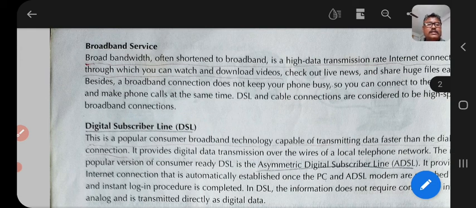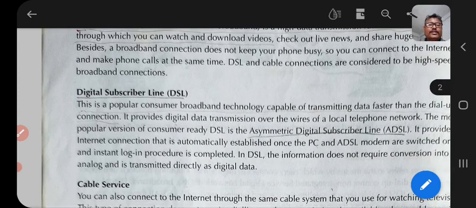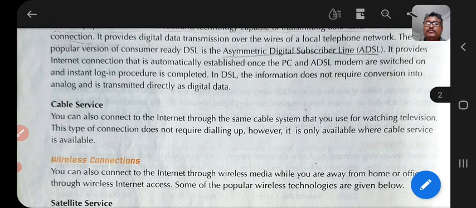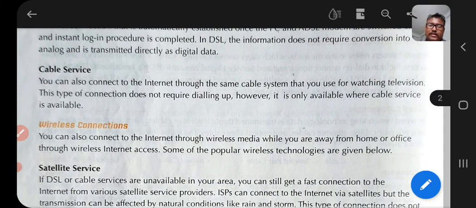The digital subscriber line, which provides a facility of sending digital data transfer directly. You don't need to convert it from digital to analog and analog to digital. Then cable services, where the cable services facilities are provided, or available to watch the TV. There only you can use the internet services with the cable lines or wires also. Then next is wireless connections.